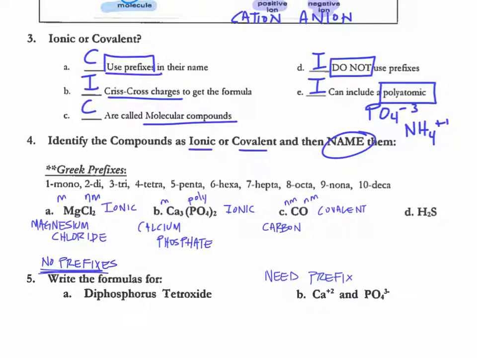And then let's move on to my second element, which is oxygen. The second element always needs a prefix, even if it's 1. There's no number written here as a subscript, so it's implied that it is 1. So the prefix for 1 is mono. I've got oxygen. I lose the end of oxygen and gain IDE, so it becomes monoxide. Carbon monoxide.